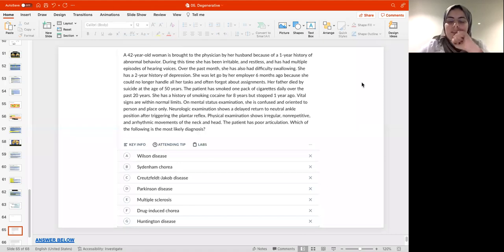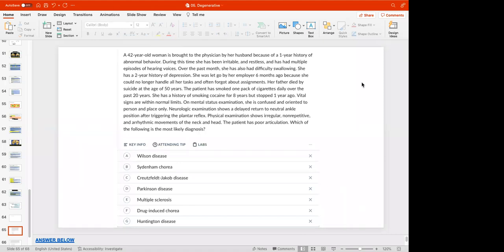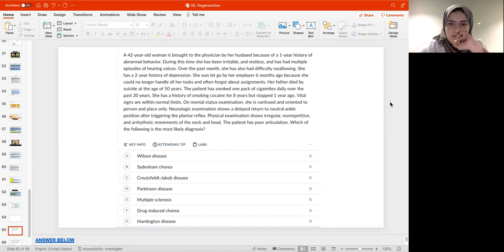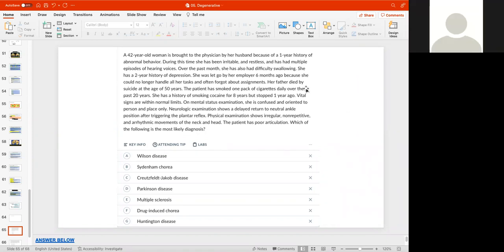Okay, do you guys have an answer? What do you think the answer is? So I think it's Huntington's, because when they mentioned that the dad committed suicide, and suicide is one of the major causes of death in Huntington's. Also, the fact that the father had it could indicate that it's genetic. In Huntington's, there are behavioral changes as well.